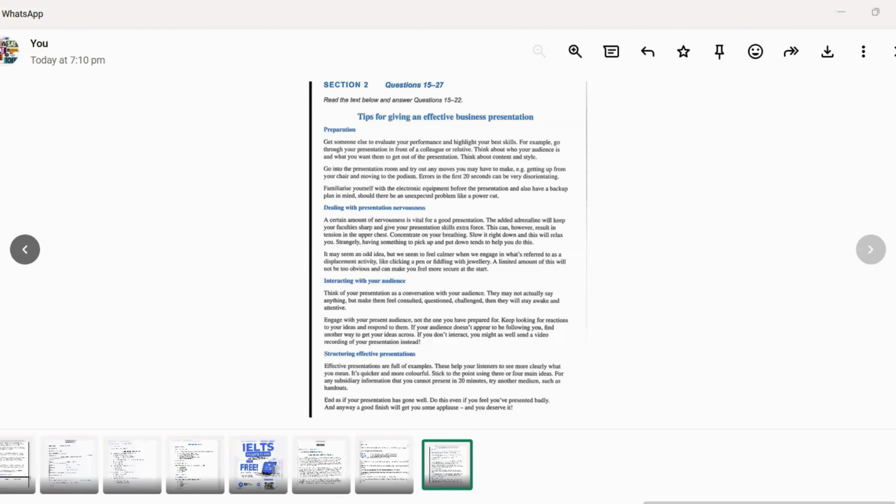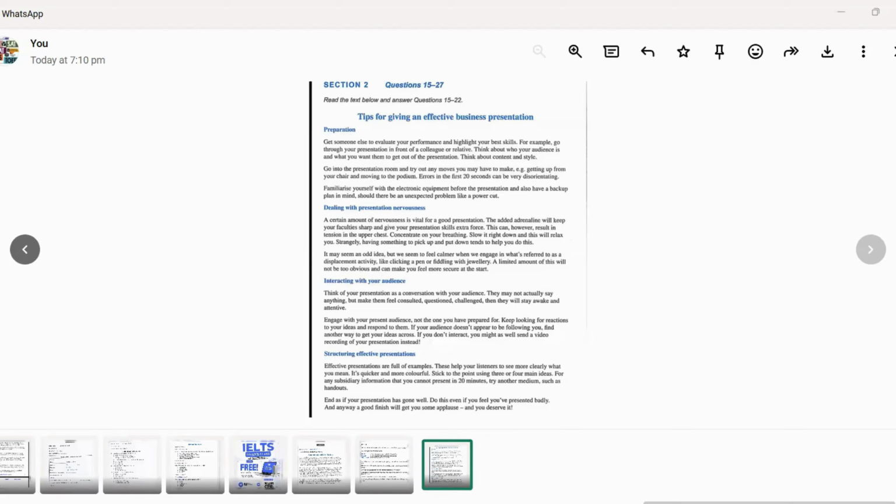You can see tips for giving an effective business presentation. Once you see a passage like this, just know it's general training. It's not as complex as an academic passage. And look at the instruction. The instruction says, read the text below and answer questions 15 to 22. Always read the instruction. Very, very important.